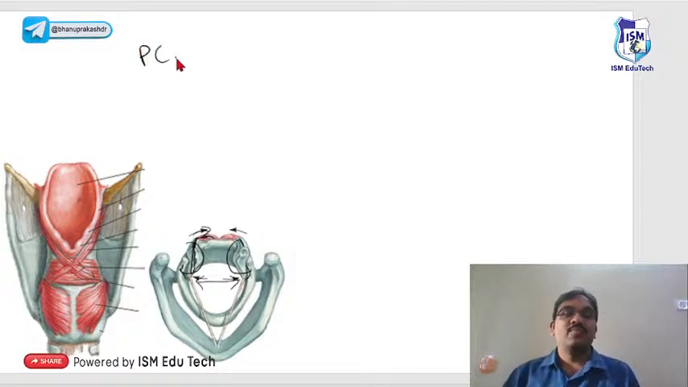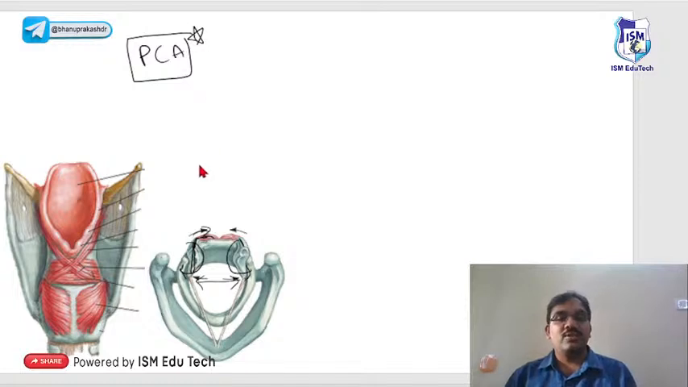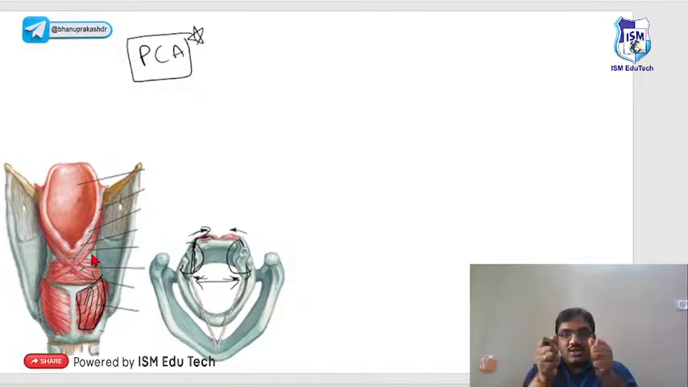Okay, so a very important bit. That's why I have taken this much time to explain to you. The posterior cricoarytenoid is very important. You can see here, this is the posterior cricoarytenoid muscle. You can see this entire muscle attaching over the posterior surface of the cricoid lamina and attaching to the muscular process. So when this muscle contracts, it will pull the muscular process nearby, so that the anteriorly lying vocal process will get lateralized.